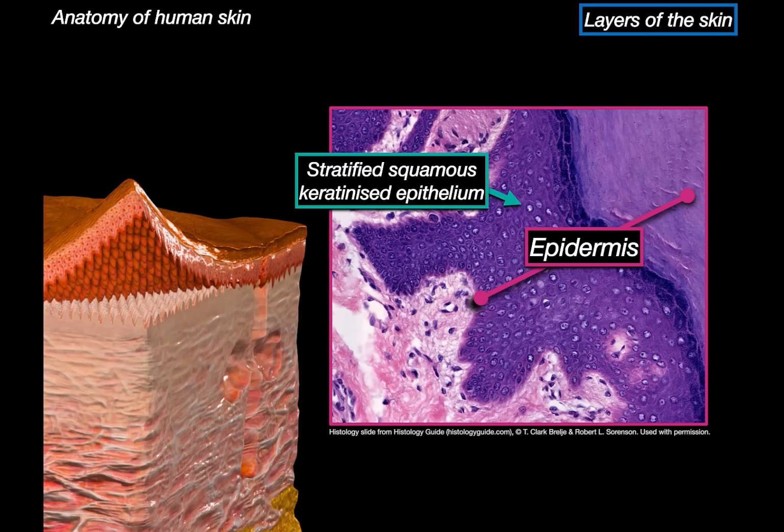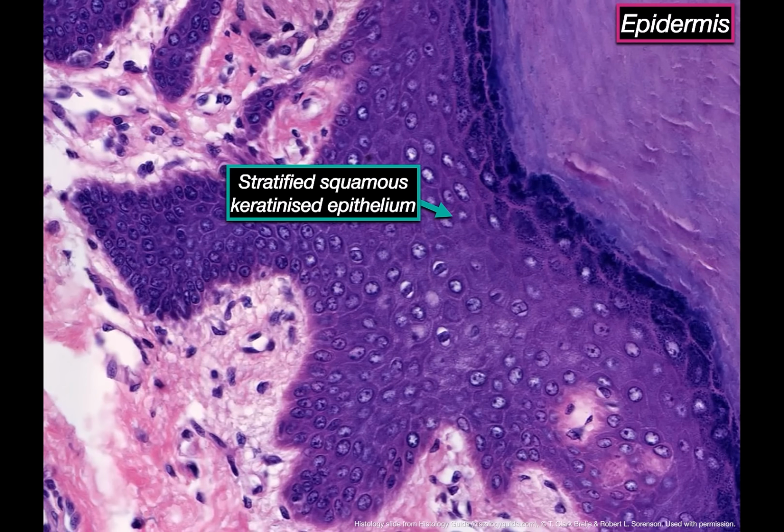The epidermis is a stratified squamous keratinized epithelium. That basically means it is made of several layers of flat cells, and the cells at the surface are packed with keratin and have lost their nuclei.